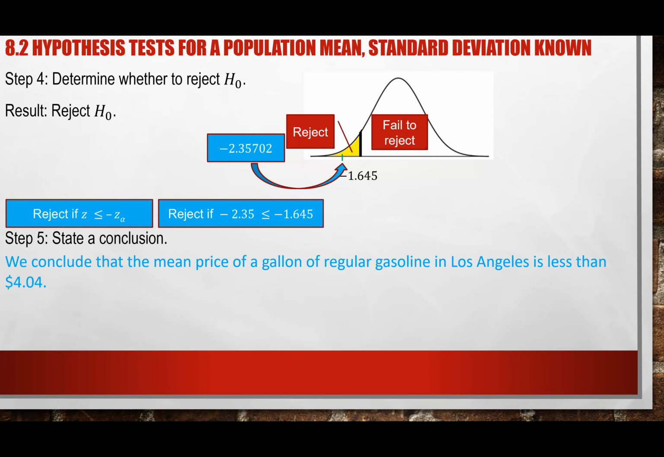You have to state the conclusion. If you remember on Thursday, I told you guys that you have only 2 options. You either reject the H sub 0 or you do not reject the H sub 0. If you reject H sub 0, then the conclusion is you have enough evidence to support whatever the test is trying to support. If you fail to reject, you just say you don't have enough evidence to support the claim. In this case, we have enough evidence to conclude that the mean price of a gallon of regular gasoline in Los Angeles is less than $4.04, because that's what the economist tried to claim.